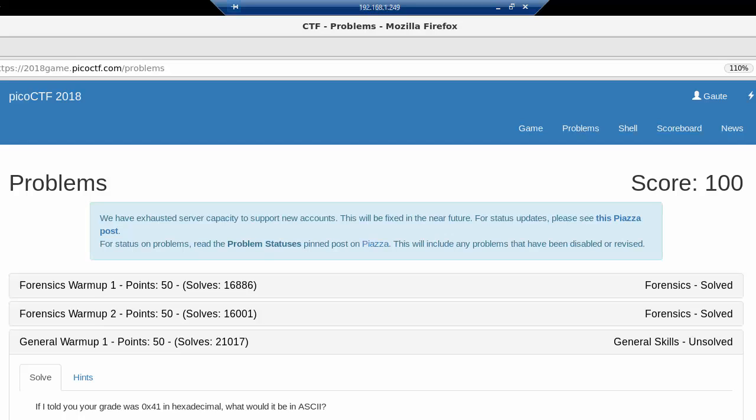Hi again. Today we're going to solve the third problem in picoCTF 2018, Capture the Flag. It is very easy to solve, and the reason for that is you really don't have to think yourself on how to solve it. All it takes is some searching through Google. It's not a forensic problem this time, but under the category General Skills. And the problem is General Warmup 1 for 50 points.